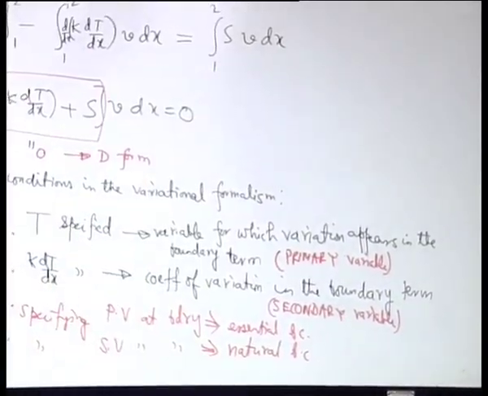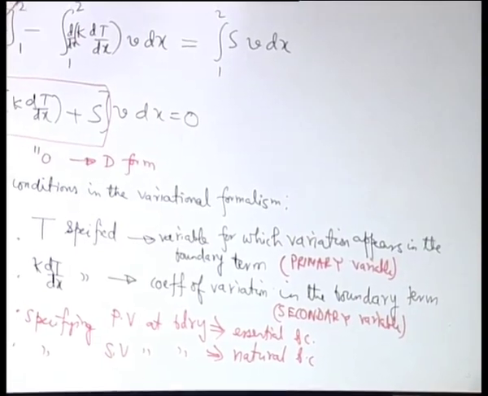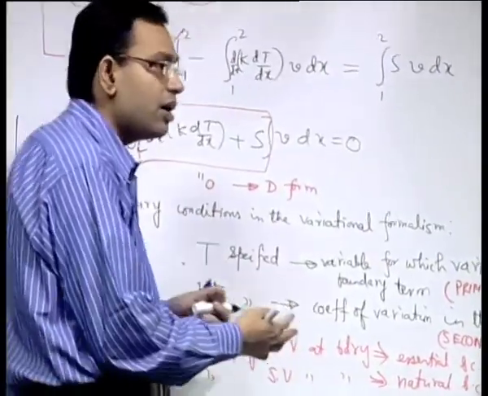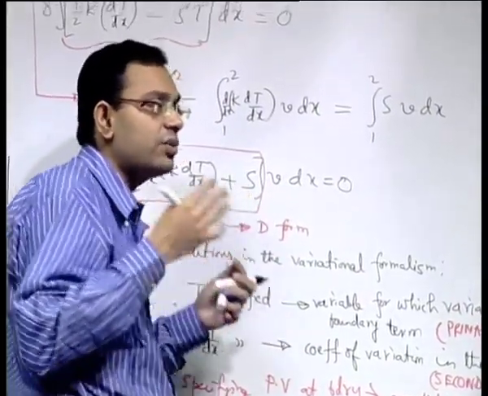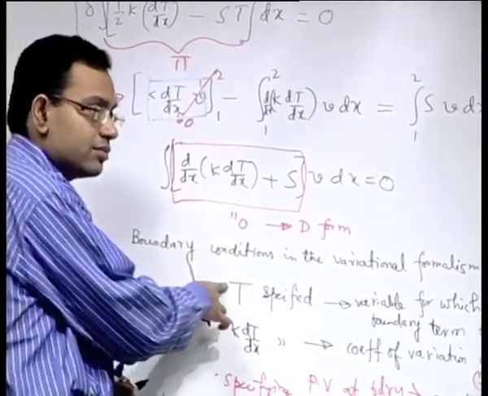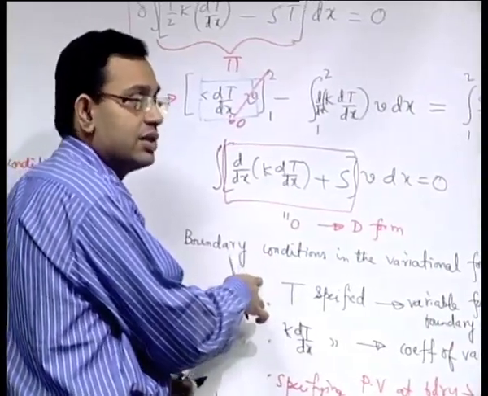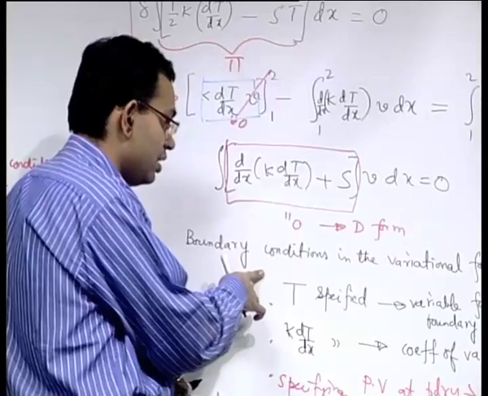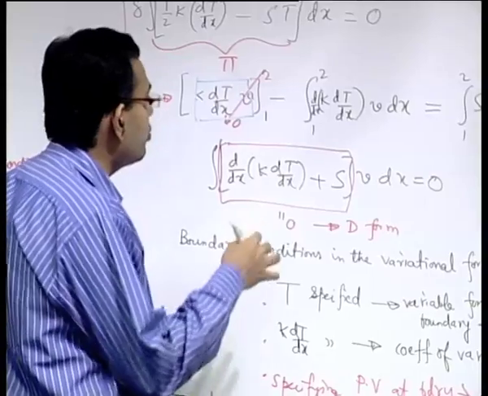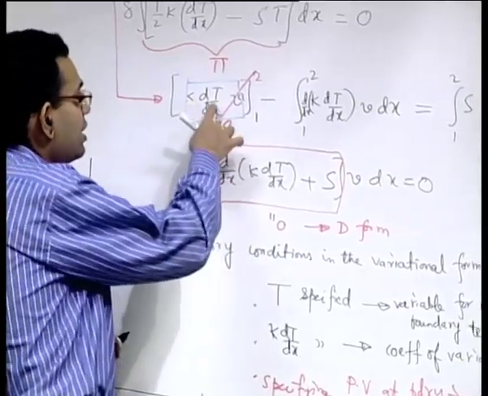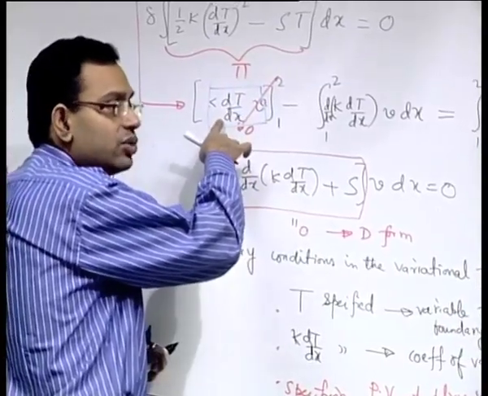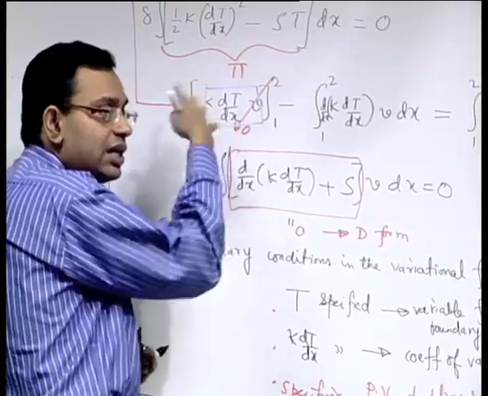Essential boundary conditions, see, these are English words which are literally relevant in this context. Essential boundary condition means it has to be essentially satisfied. So, T is specified, that means the variation in T has to be 0. So, that is essential. The other one is natural, because for that you do not have to give any extra effort, that term automatically appears in your boundary term through the formulation procedure, like k dt dx.